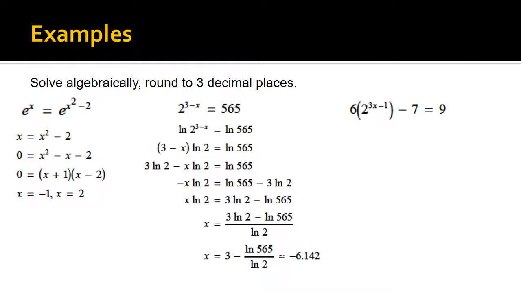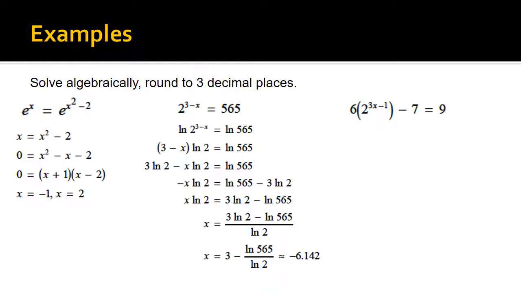And notice we also changed all the signs because of the negative out in front. So we get 3 natural log of 2 minus the natural log of 565 over the natural log of 2. And you could actually even just put that in and get negative 6.142 on your calculator.